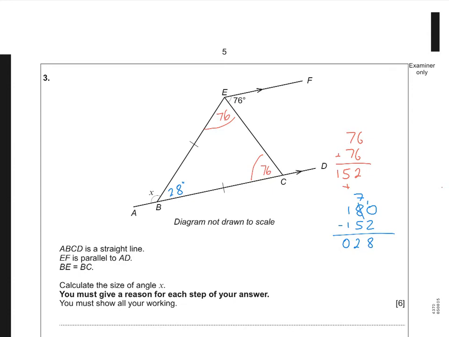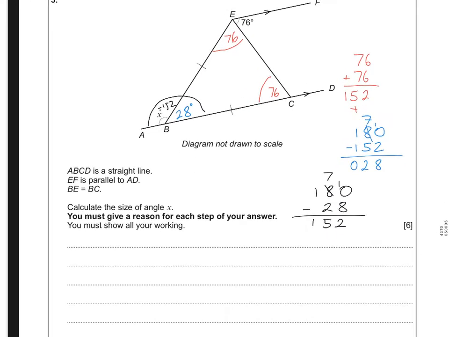Final bit that I need to do. I know here angles on a straight line add up to 180, so I now need to do 180 degrees, take away the 28 degrees, and 0 take away 8 can't do because it goes to negative. 10 take away 8 is 2. 7 take away 2 is 5. 1 take away nothing is 1. So my angle here for x is 152.